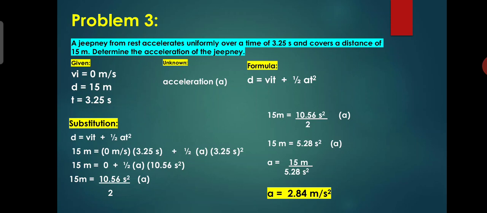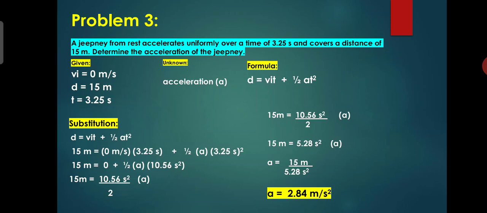multiplied by the time, 3.25 second squared. So, i-square nyo muna yung time. Yung 3.25 times 3.25, ang sagot is 10.56. The unit now is second squared. Okay? So, you have 15 meters. Pwede nyo na alisin yung 0 kasi wala nang value yung part na yun doon. 10.56 second squared divided by 2. Divide nyo muna yung 10.56 sa 2. The answer is 5.28 second squared.